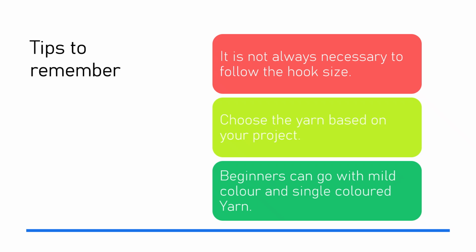If you are a beginner, you must go with a mild color and single color yarn, because it can easily help you identify how many chains you have made and which chain you have to insert your needle in. If it is dark or multicolor, then you would get confused.